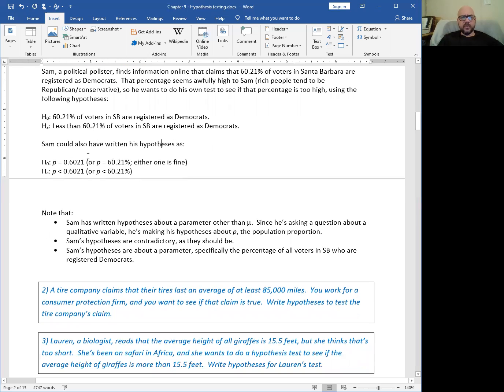So I would probably write these hypotheses like this or with percentages. But notice that we are writing not about a population mean, but about a population proportion, right? P, population proportion. So here, this P stands for the proportion of all Santa Barbara registered voters who are registered as Democrats, right? So that P contains a lot of information in it. And we think that's 60.21%, unless we have some reason to believe otherwise.